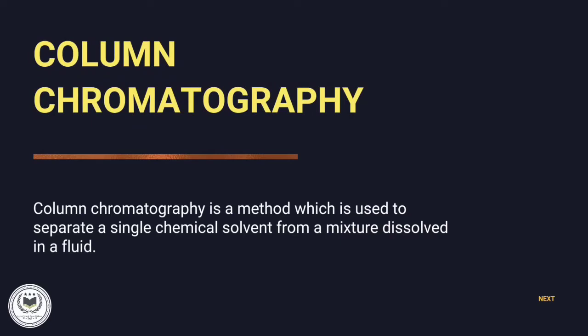Column chromatography. Column chromatography is a method which is used to separate a single chemical substance from a mixture dissolved in a fluid. It separates entities based on differential adsorption of compounds to the adsorbent as the solvents move through the column at different rates, which enables them to get separated in fractions. This technique can be used on a very small scale as well as a large scale to purify materials that can be used in future investigations. And this method is a type of adsorption chromatography technique also.